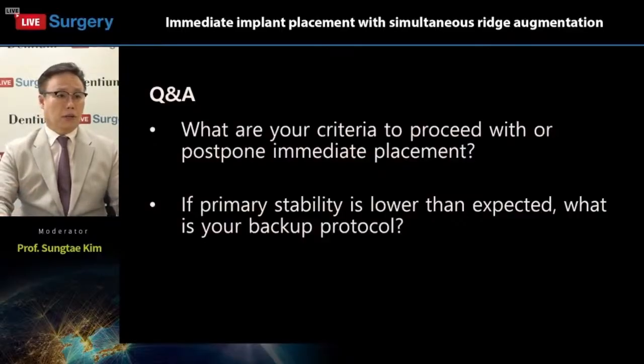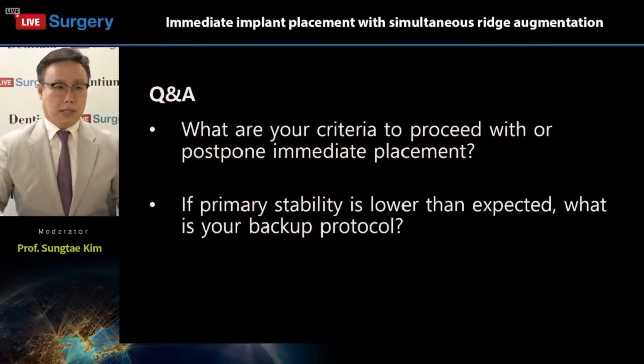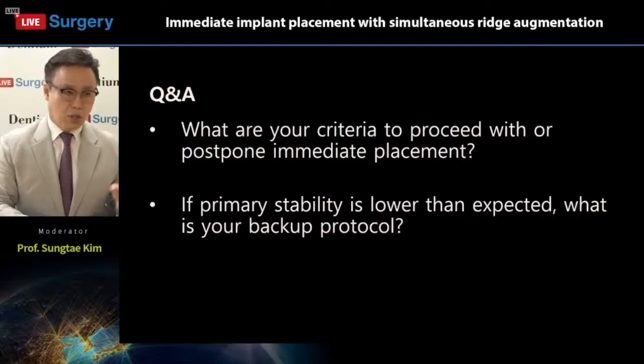Okay, there was a Q&A question about immediate implant placement. What are your criteria to proceed with or postpone immediate implant placement? It's a very good question. So when do we decide on the immediate implant placement? Most of the time, the first choice in Korea is the immediate implant placement. When do we have to choose it?